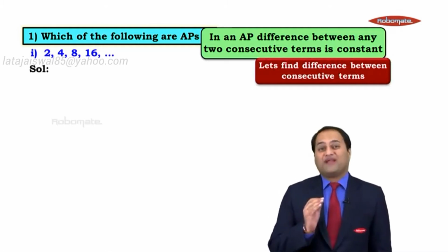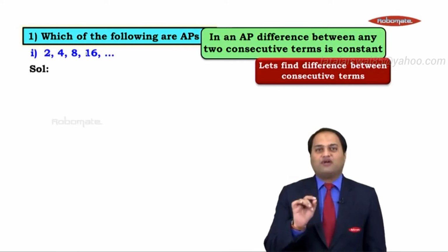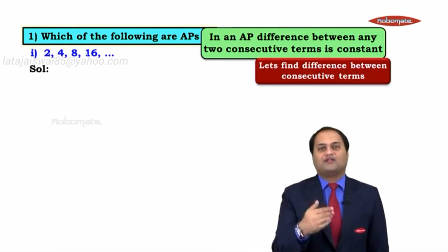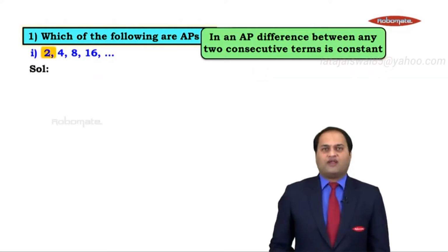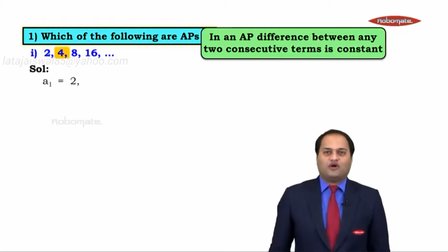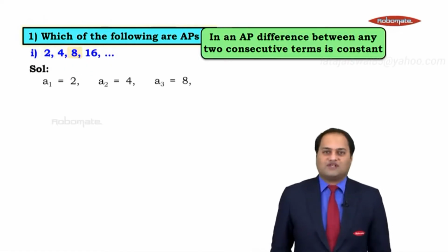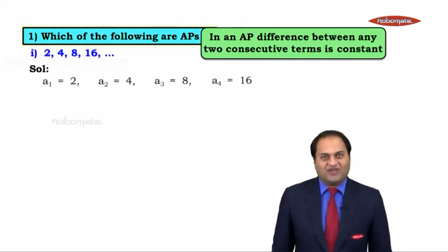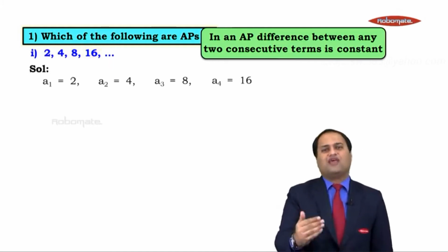But just from the presentation's point of view, what you need to do is first give it a denotion, like the first term A1, the second term A2, the third term A3, the fourth term A4. Just define that first in every sum. So the first term is 2, so A1 is equal to 2. A2 is equal to the second term, which is 4. A3 is equal to the third term, which is 8. And A4 is equal to the fourth term, which is 16. So the first thing you need to do in such sums is give it a denotion, A1, A2, A3, A4.